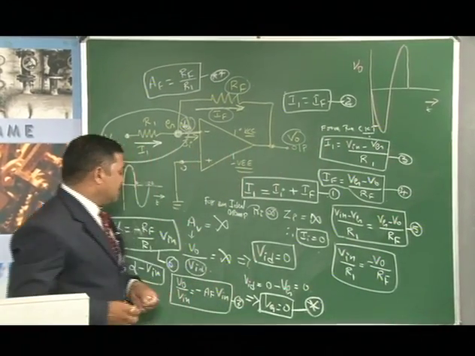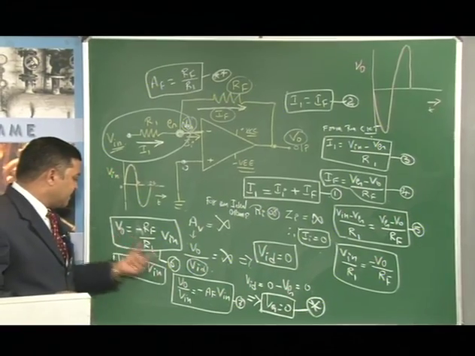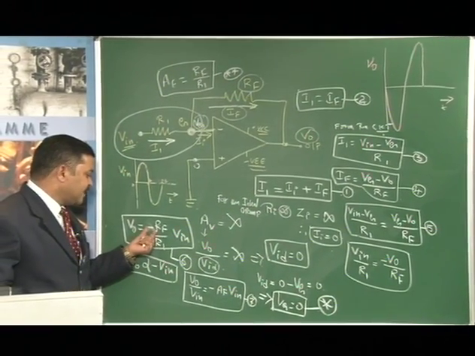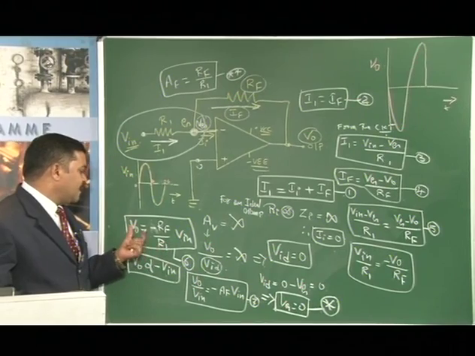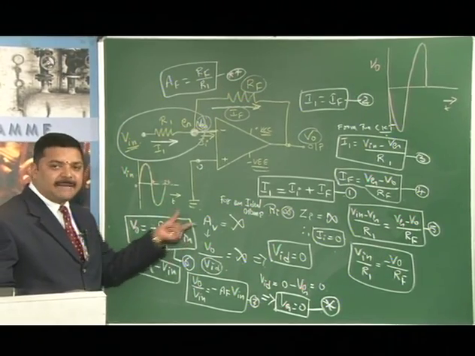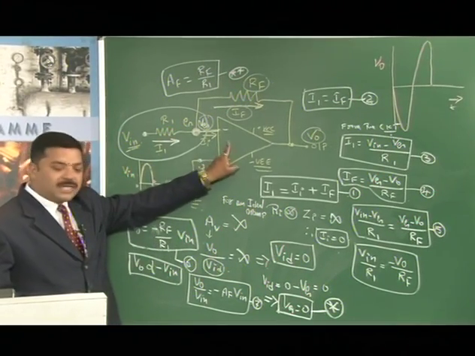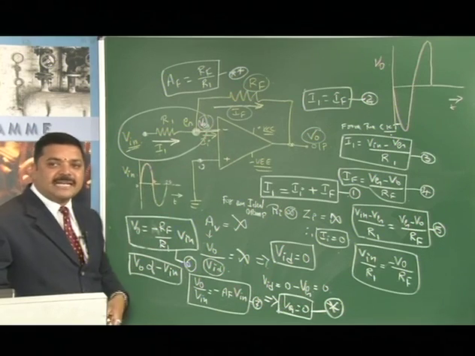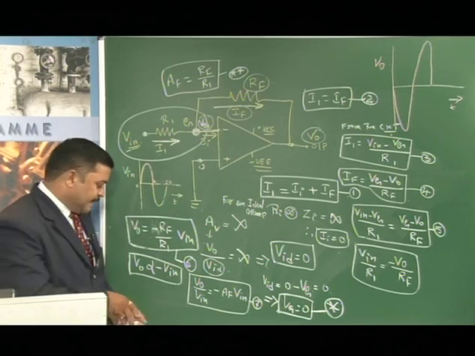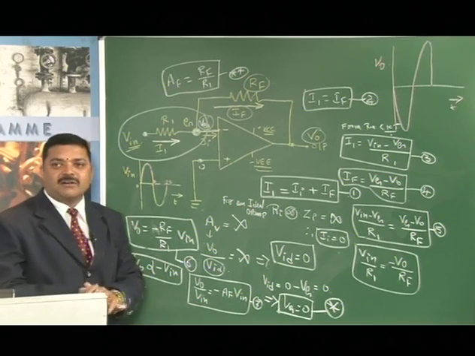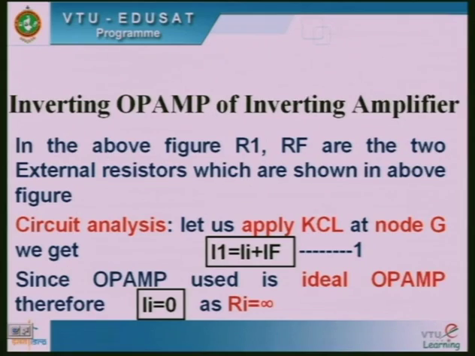Since equation 6 shows that there is a negative sign, it is clear that the output gets inverted and amplified. Therefore, the above circuit which I have taken is acting as an inverting amplifier. That is the reason why we call it an inverting amplifier. Let us come to this PPT, what I have written here.